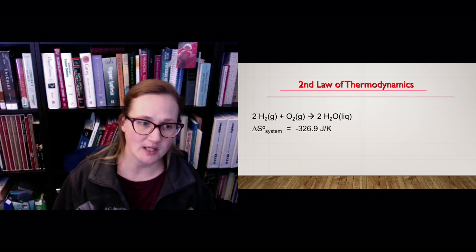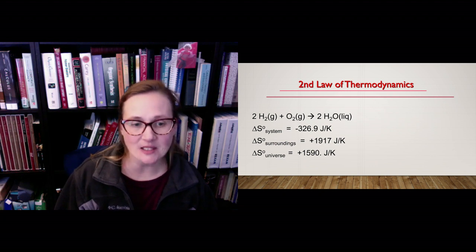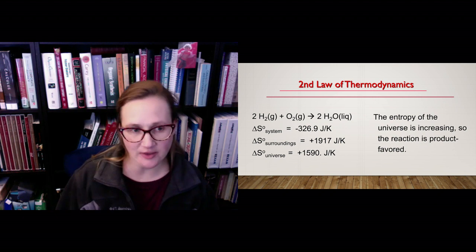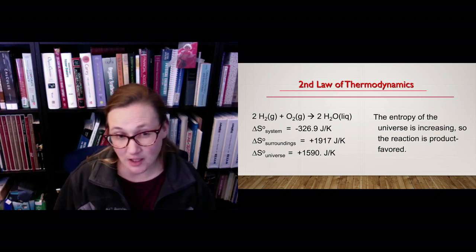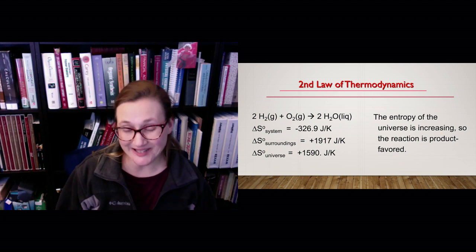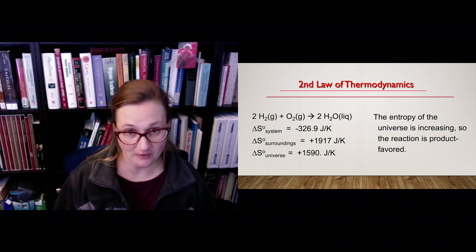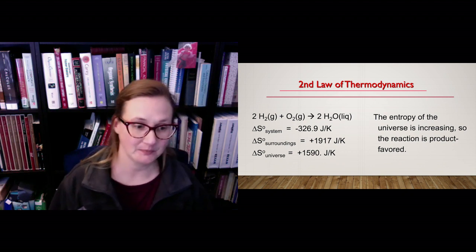So the next step is to find the entropy of the universe. We take our system, we add in our surroundings, and we get the entropy of the universe to be positive 1590. And so what we can say about that reaction is that the entropy of the universe is increasing, and therefore this is a spontaneous process. This reaction is going to be product favored, meaning we will proceed to product.